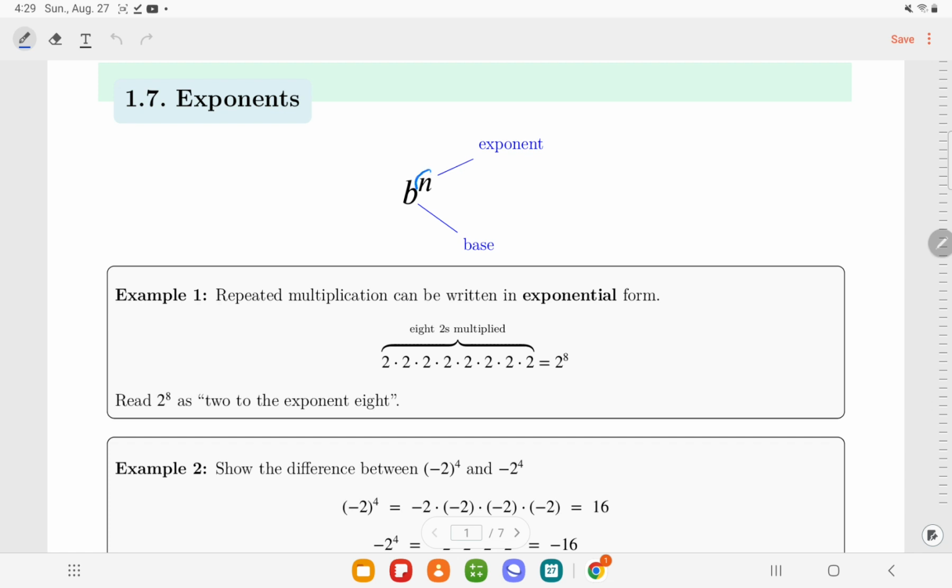An exponent tells us how many times we have to multiply the base by itself. For example, 2 to exponent 8 means we have to multiply 2 by itself 8 times. And base to exponent n is called power. And you will often hear b to the power of n or b to exponent n.